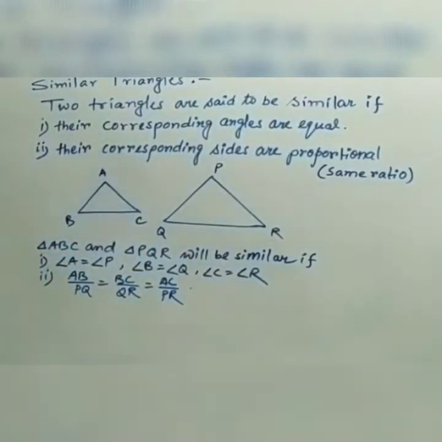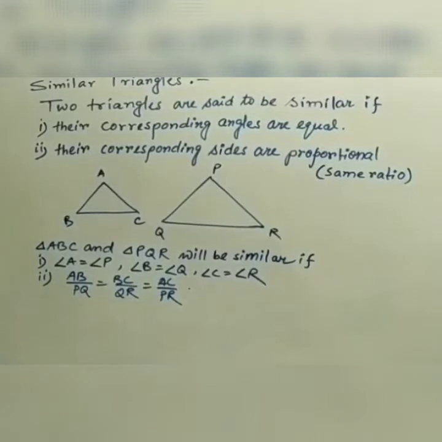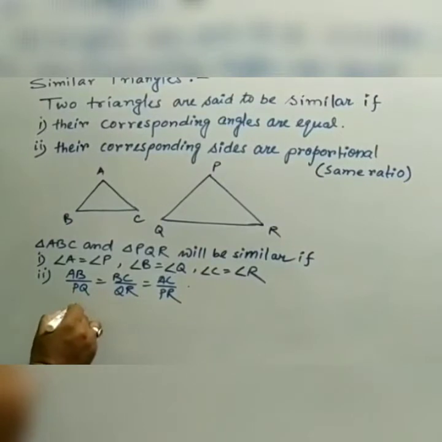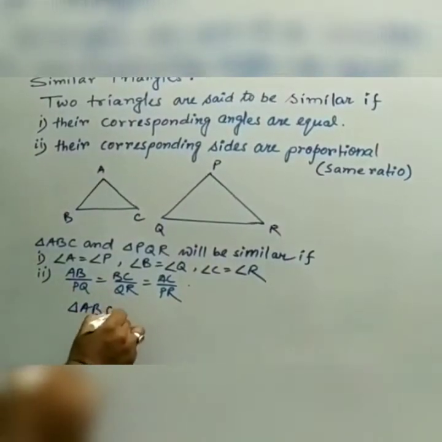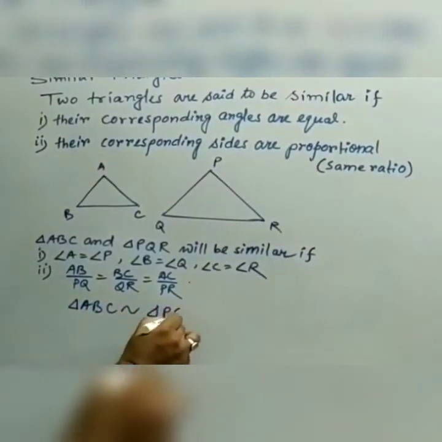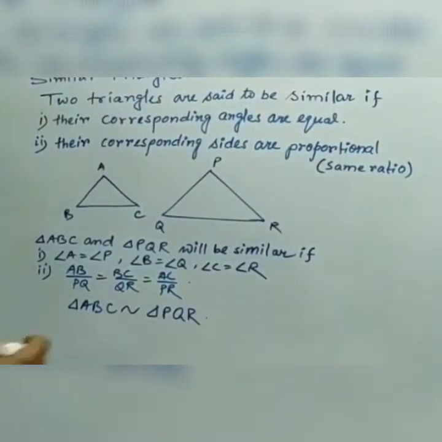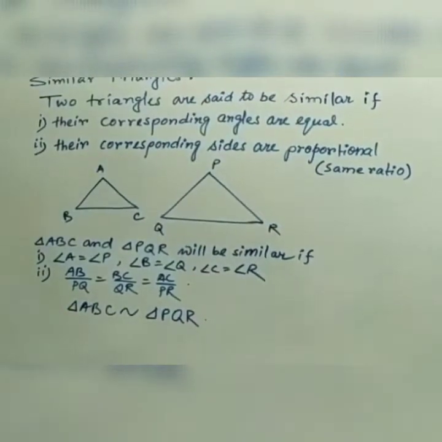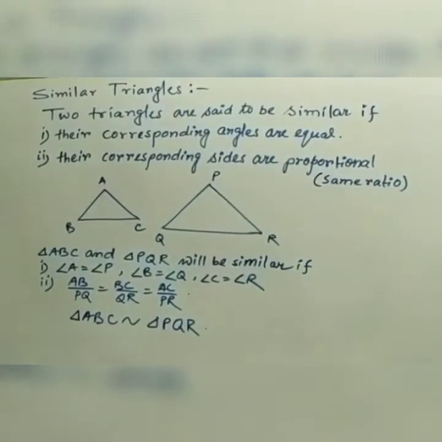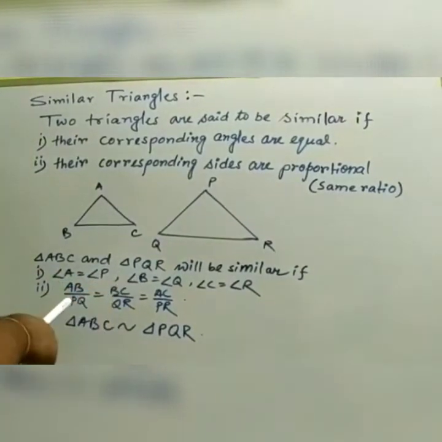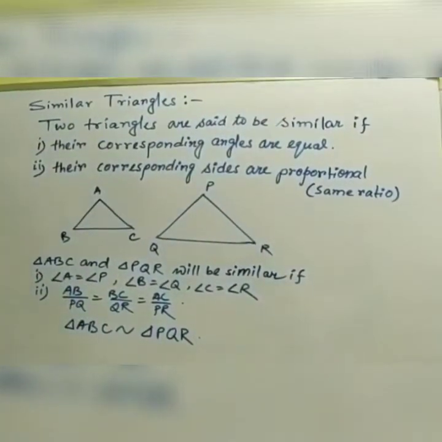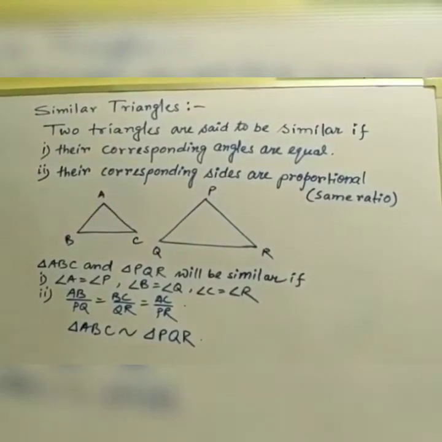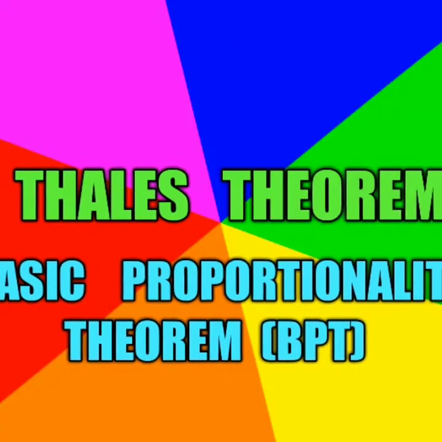So these are the two conditions for similar triangles, and if these two are satisfied, then we say triangle ABC is similar to triangle PQR. This is the symbol of similarity. So two triangles are similar as their corresponding angles are equal and their corresponding sides are in the same ratio. So this is how similar triangles are represented, which you have learned now.